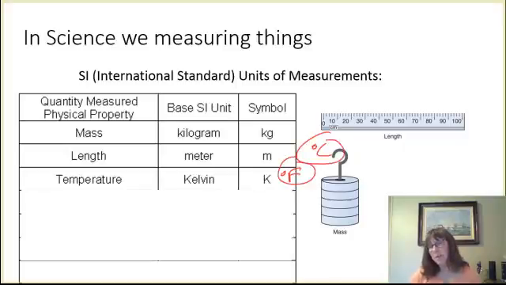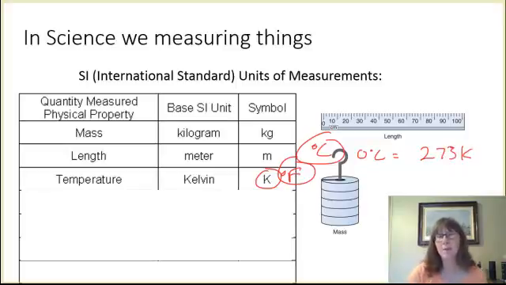But in the international system, we talk about Kelvin, units of Kelvin. So for instance, 0 degrees Celsius is equal to 273 units on the Kelvin scale, 273.15 units on the Kelvin scale. So Kelvin is the international system of measuring temperature.